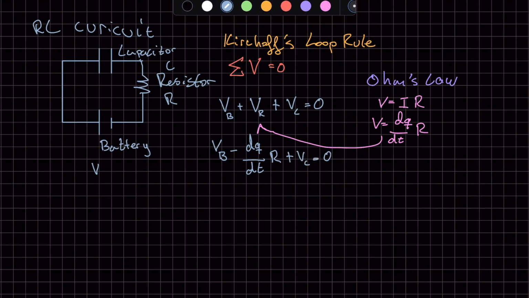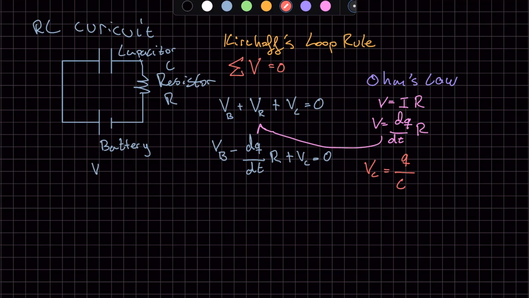Now, what is the capacitor doing? Well, the voltage of the capacitor, VC, is equal to the charge of the capacitor divided by the capacitance. Now, capacitance is a specific property of every capacitor, and it just is a property, right?